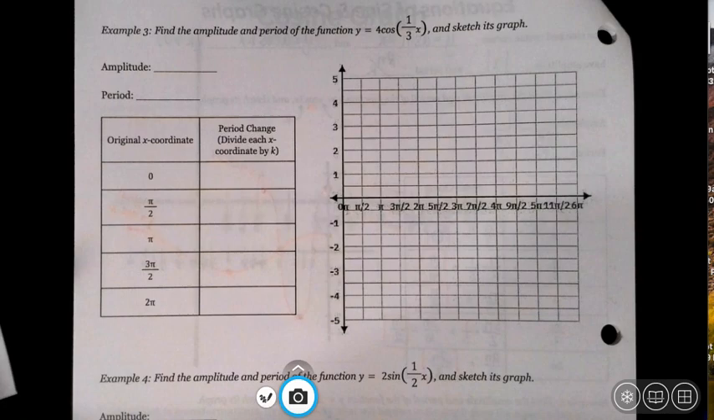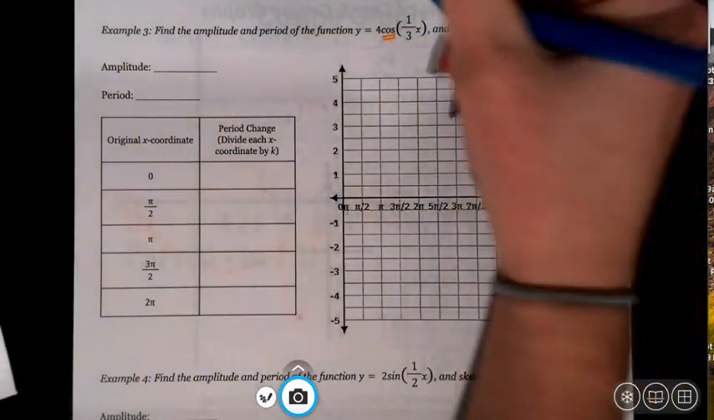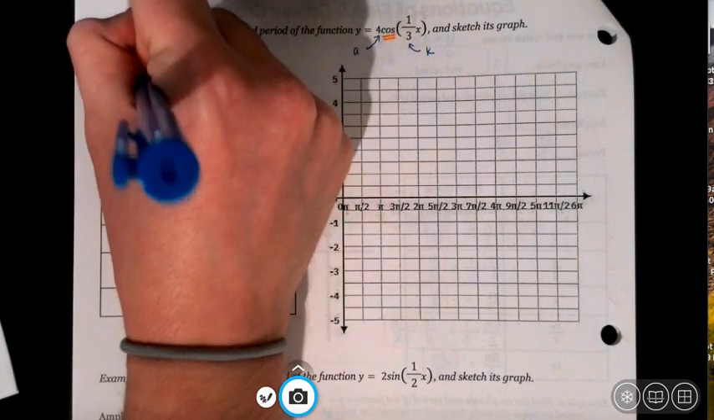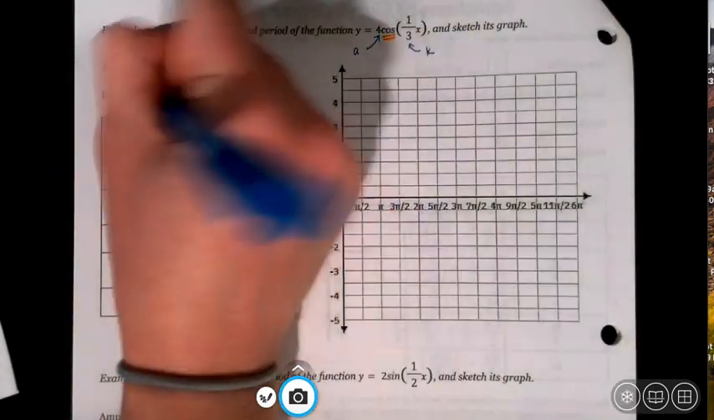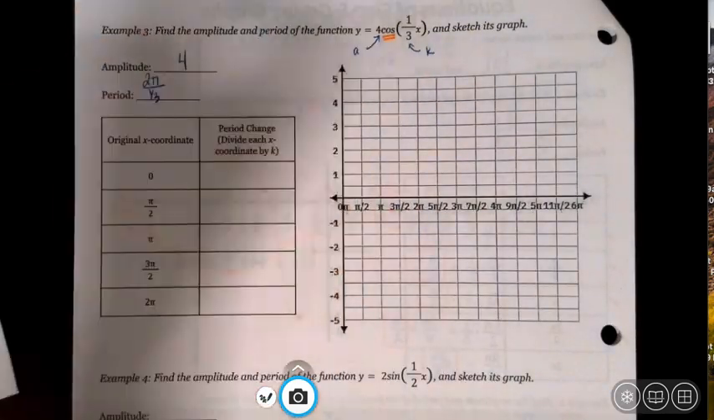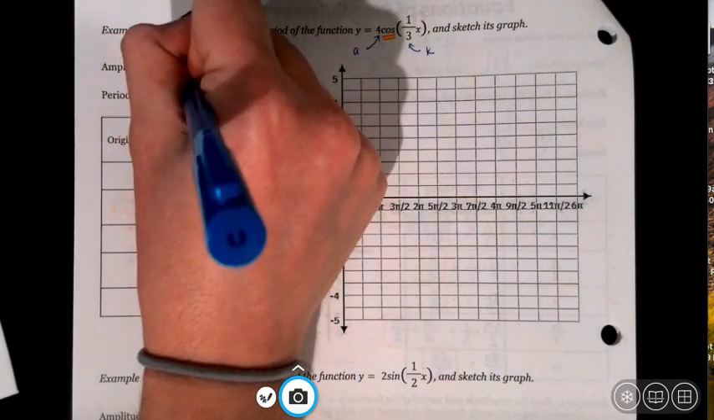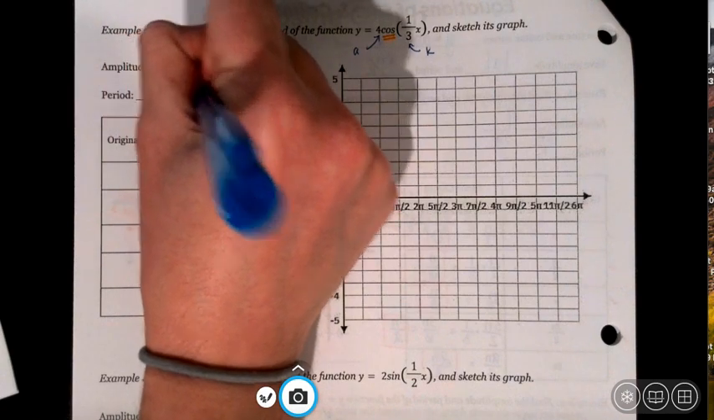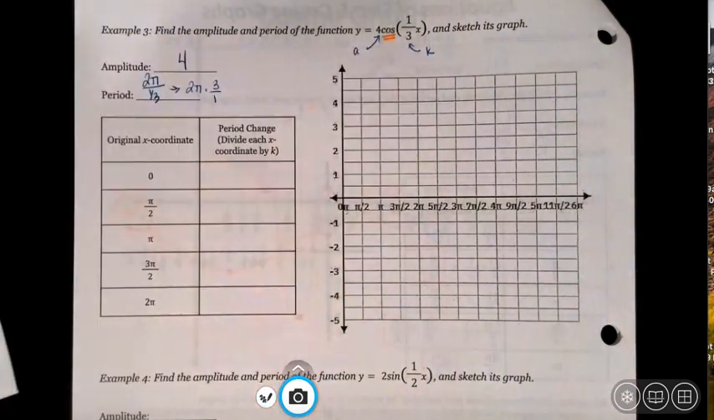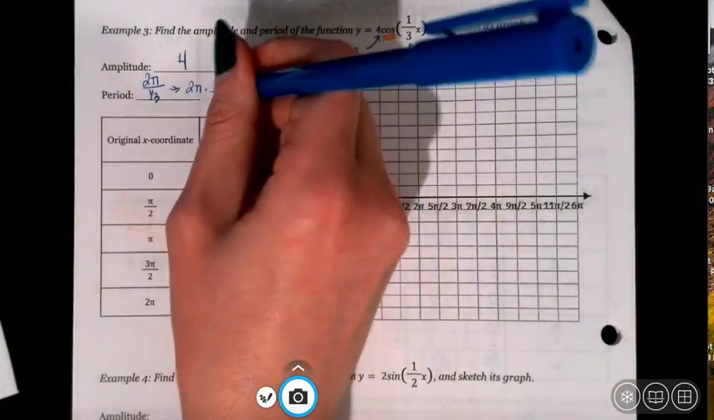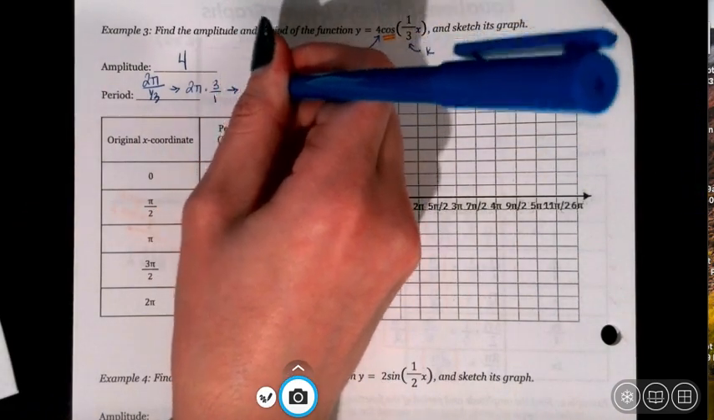So this is a cosine graph. I have my a and my k, so if I want to label those, I can. This is my k. This is my a. So my amplitude is 4. My period is 2 pi divided by my k, which is 1/3. That looks really weird, so I can rewrite that. If I'm dividing by a fraction, that is the same thing as multiplying by the reciprocal. So instead of dividing by 1/3, I can multiply by 3. So my period will end up being 6 pi.